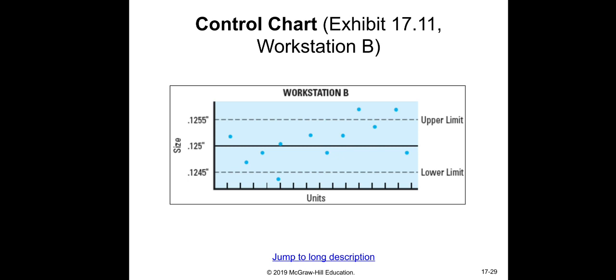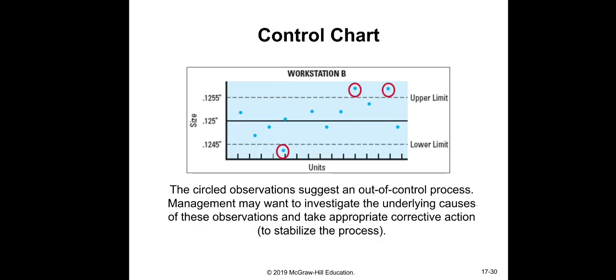I hope you can read the textbook. See there, the circled observation suggests an out of control process. Management may want to investigate the underlying causes of these observations and take appropriate corrective action to stabilize the process. So control chart can be used to detect error or detect quality problems.